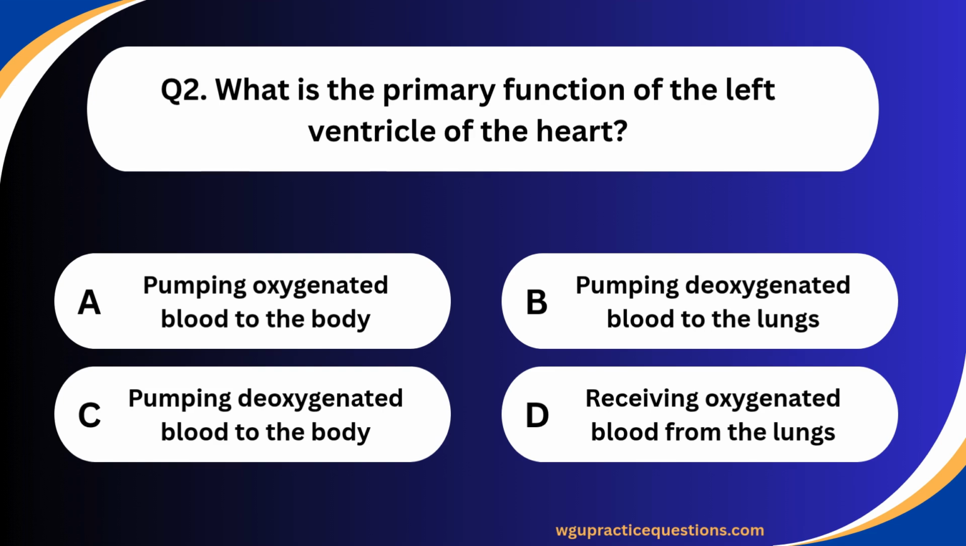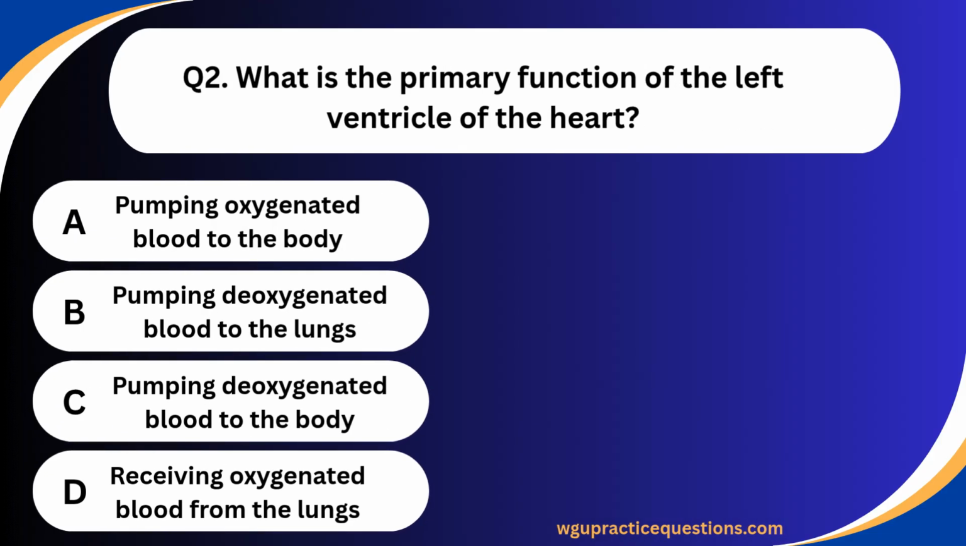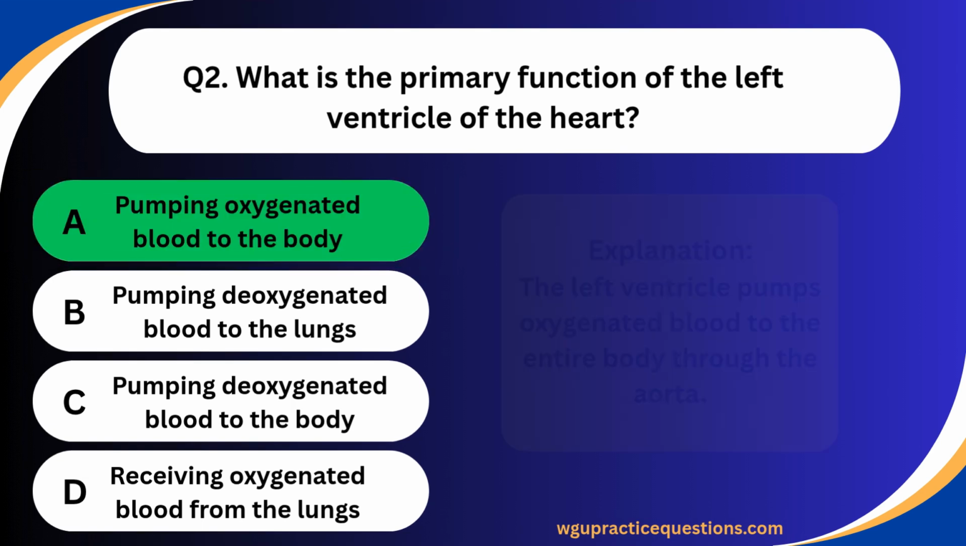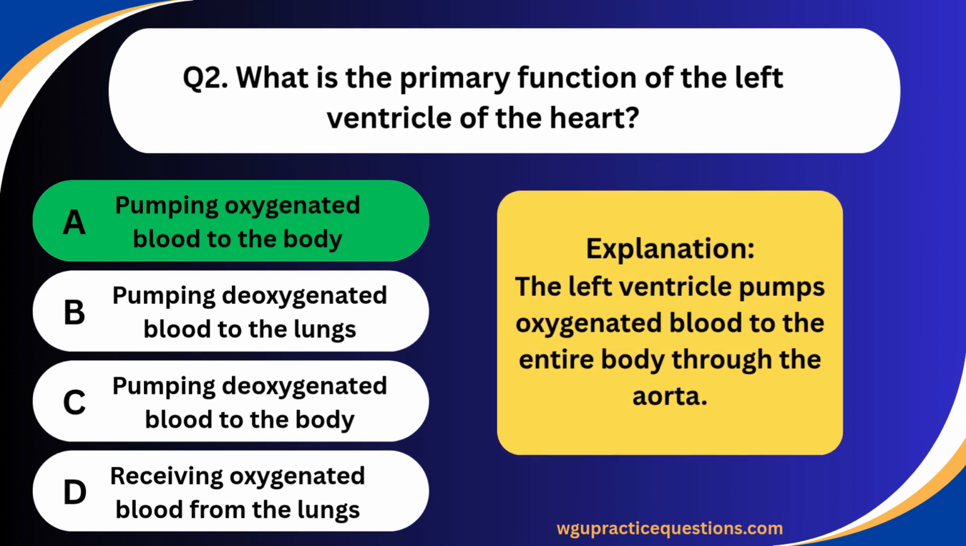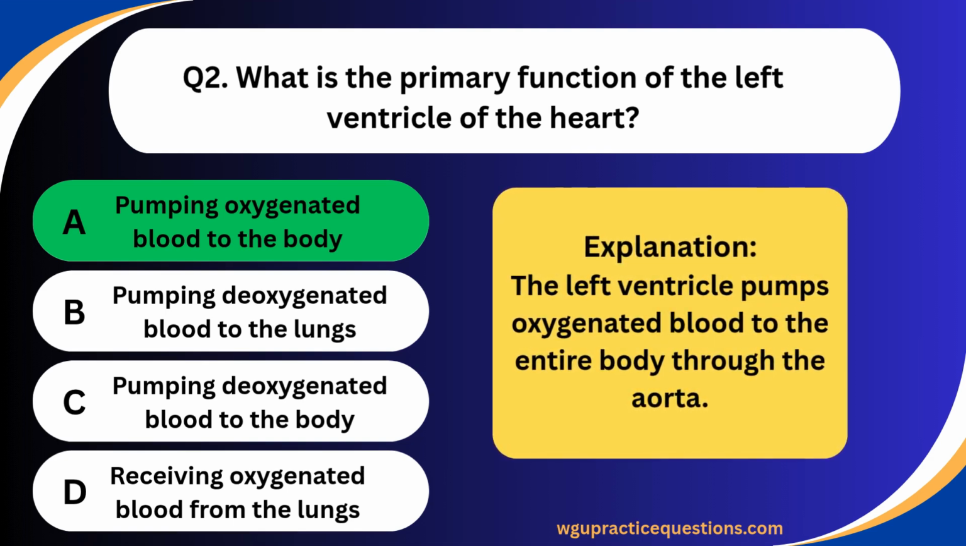Question 2. What is the primary function of the left ventricle of the heart? A. Pumping oxygenated blood to the body. B. Pumping deoxygenated blood to the lungs. C. Pumping deoxygenated blood to the body. D. Receiving oxygenated blood from the lungs. Which one is the correct answer? The correct answer is A. Pumping oxygenated blood to the body. Explanation. The left ventricle pumps oxygenated blood to the entire body through the aorta.